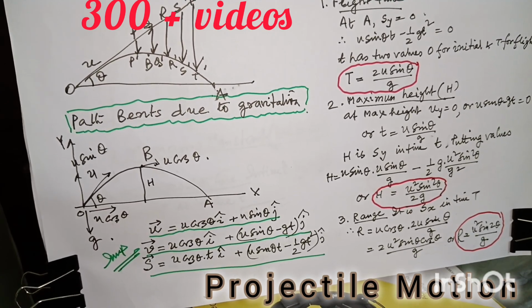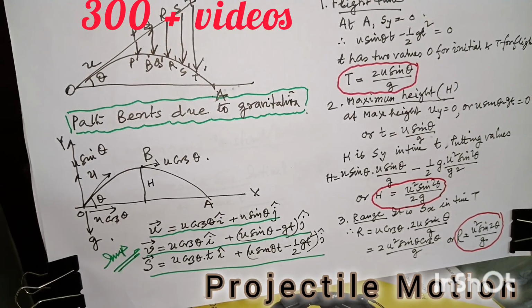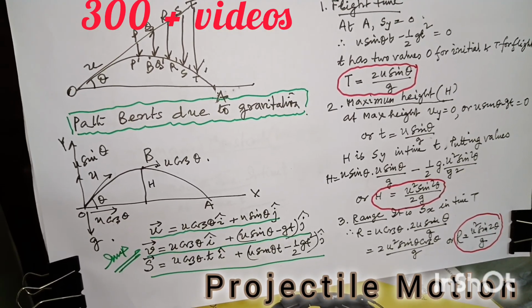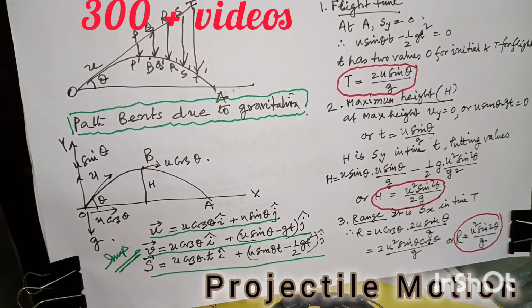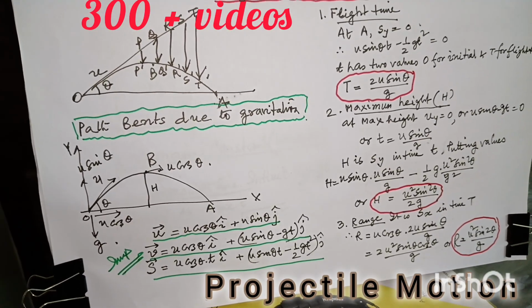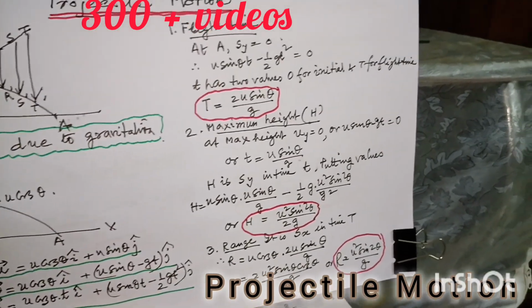So that means u has two components, horizontal u cos theta, vertical u sin theta. V has two components, horizontal u cos theta, vertical u sin theta minus gt. S has two components, horizontal u cos theta t and vertical u sin theta t minus half g t square. So these are the things we have arranged first.